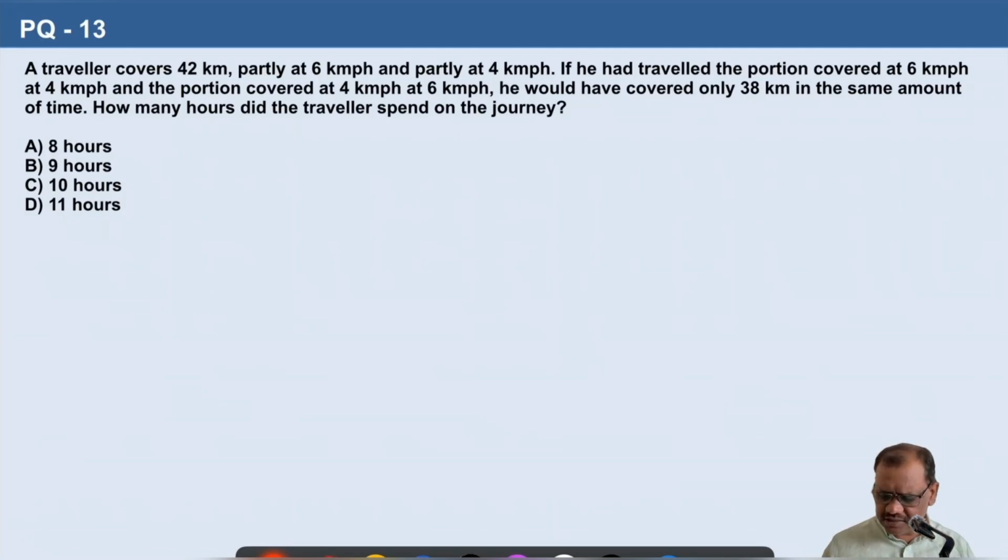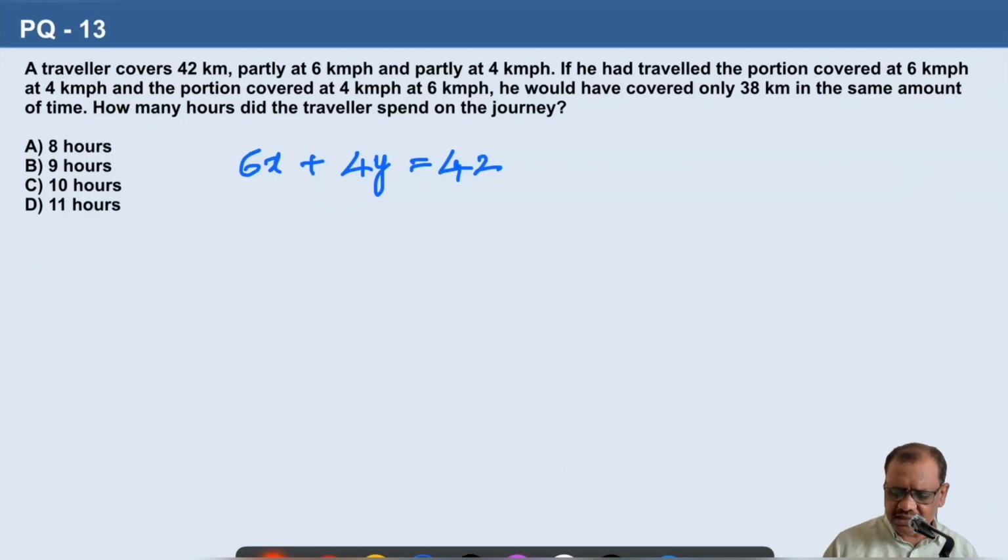So in the first case, the speeds are 6 and 4. So some distance is covered at 6 kilometers per hour and some distance at 4 kilometers per hour. Let us assume the time of traveling at 6 kilometers per hour as x, and the time of traveling at 4 kilometers per hour as y. So the distances are 6x and 4y. The sum of both the distances is 42 kilometers.